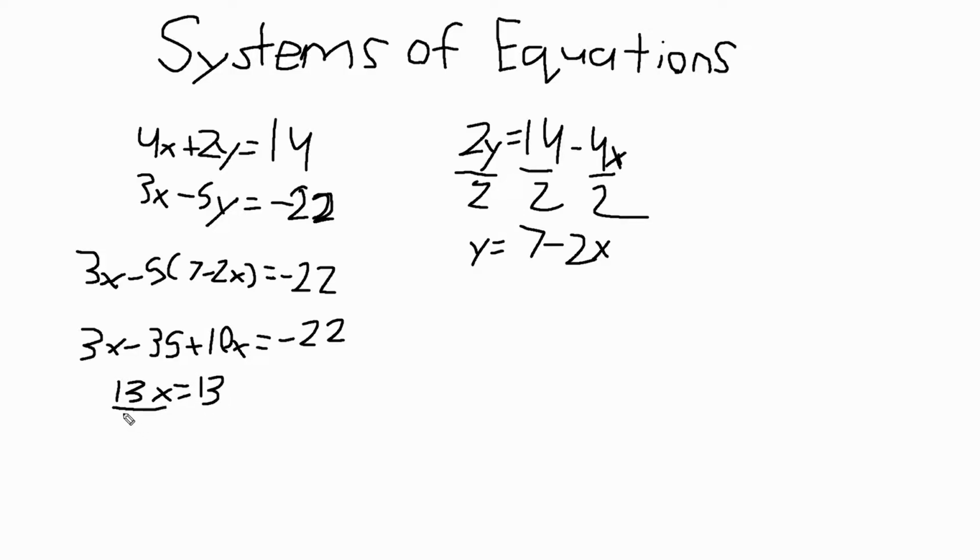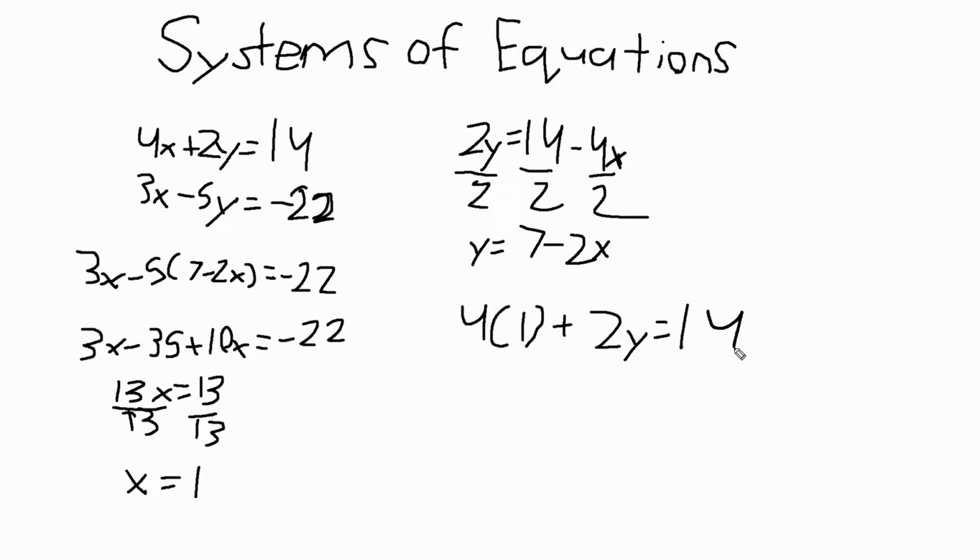And then we divide both sides by 13 to isolate the variable. And then we get x is equal to 1. And now we could substitute it for either one of these equations, either this one or this one. And we are going to be doing both again, just to make sure we fully understand and to make sure that it is correct. So 4 parentheses 1, 4 times 1, plus 2y is equal to 14.